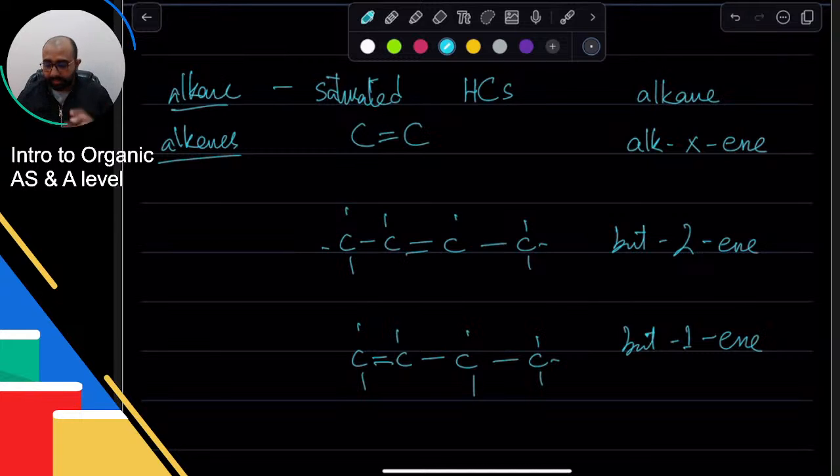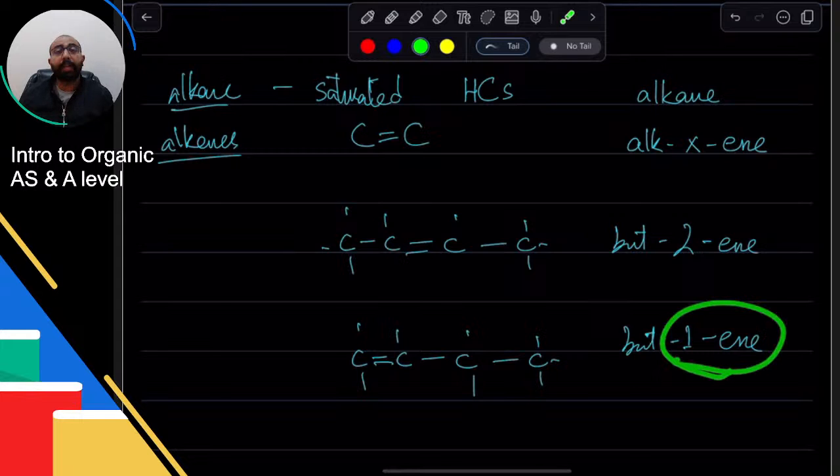Now remember this thing. Every time you see organic compounds, unke naam mein, in the name, you have the main chain, which is called the stem, and you have the functional groups. You can have more than one functional group. So if there was one more functional group, it will come here. And we will do some more examples of that as well.